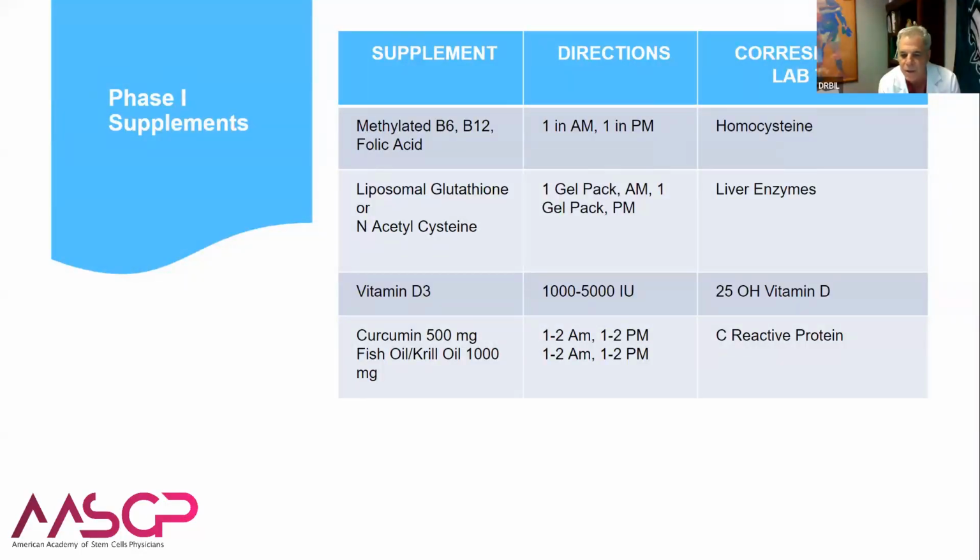Again, vitamin D, we want the levels to be between 50 and 80. Of C-reactive protein, if that's greater than 1.0, we'll use fish oil or krill oil or flaxseed oil if the patients don't want to use any type of fish. Curcumin we'll use if there's joint pain.